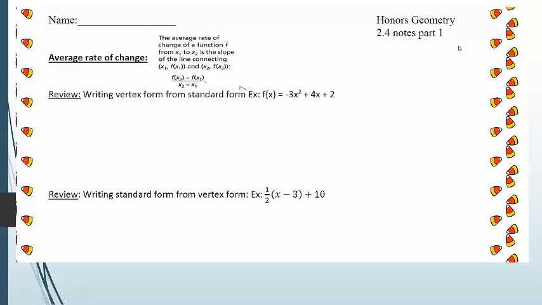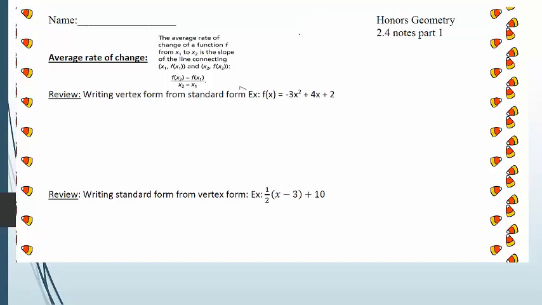So we're going to actually talk a little bit about rate of change, average rate of change, and then we'll kind of go on to something different, but then we'll come back to it. So average rate of change is very similar to rate of change of a line. If you recall, when you're graphing linear functions, rate of change just basically meant slope. It meant rise over run.